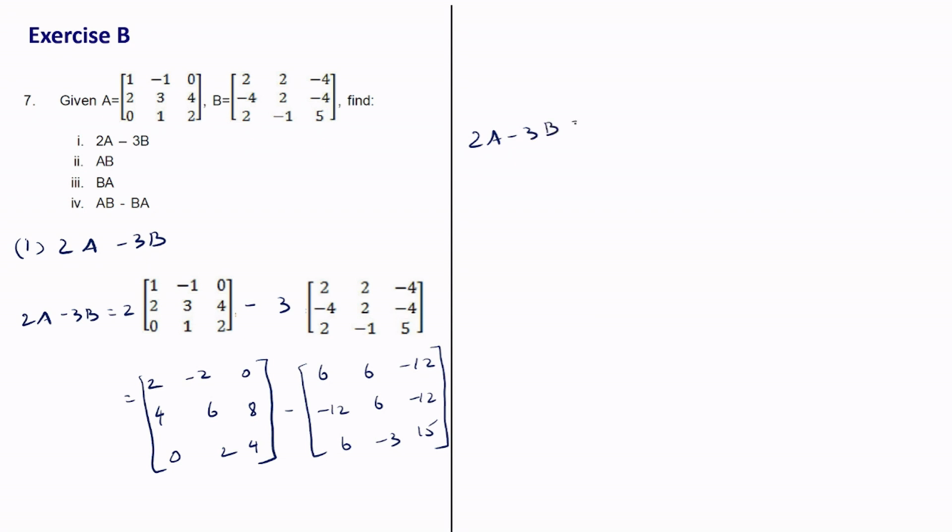So it is 2 minus 6, minus 4, then minus 2 minus 6, minus 8, then 0 minus of minus 12 plus 12, 4 plus 12, 16, 6 minus 6, 0, 8 plus 12, 20, 0 minus 6, minus 6, 2 plus 3, 5, and 4 minus 15, minus 11. So this is the matrix 2A minus 3B.